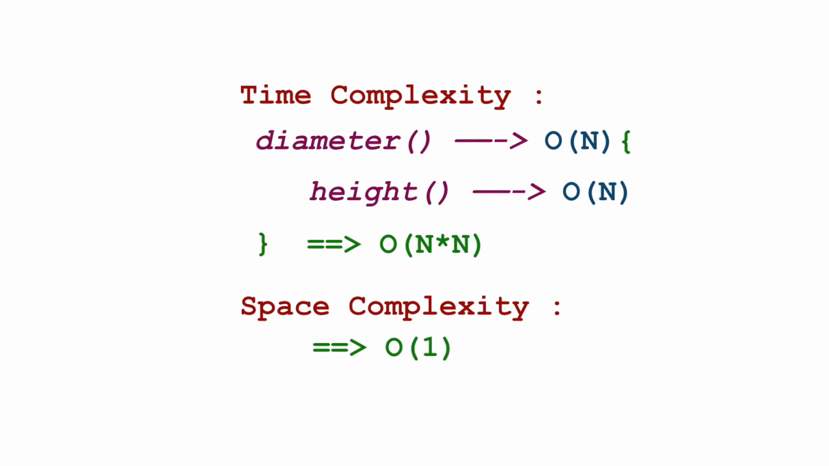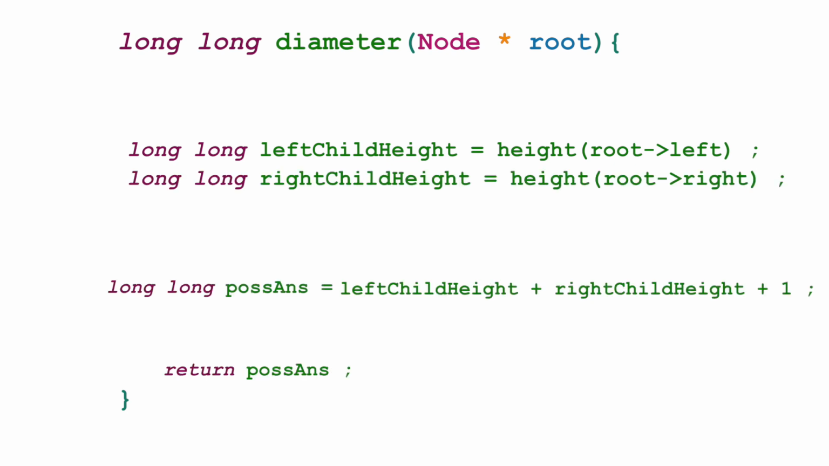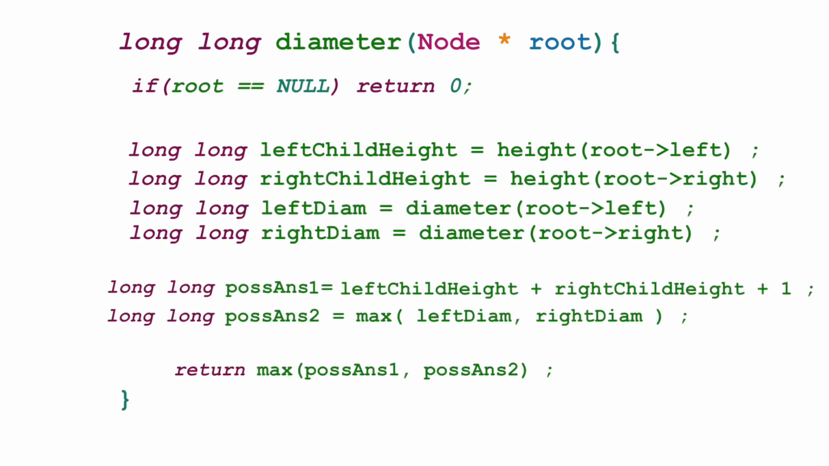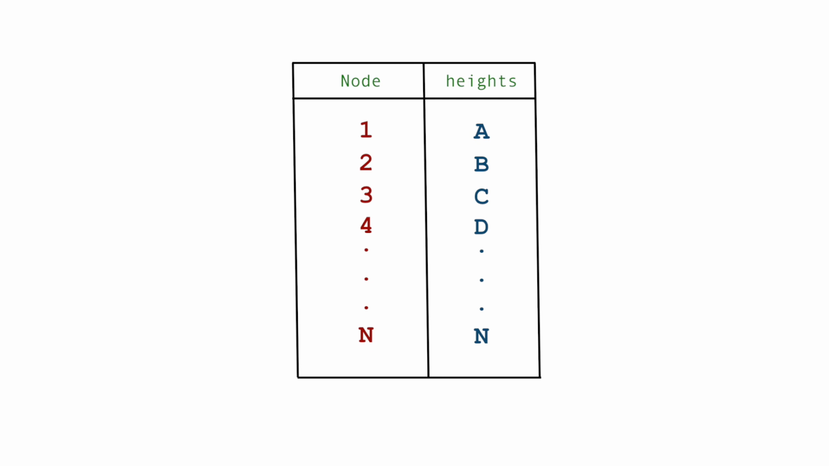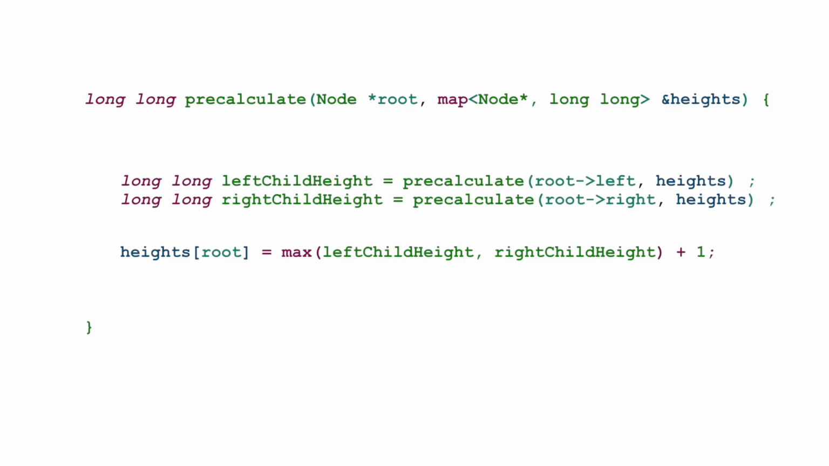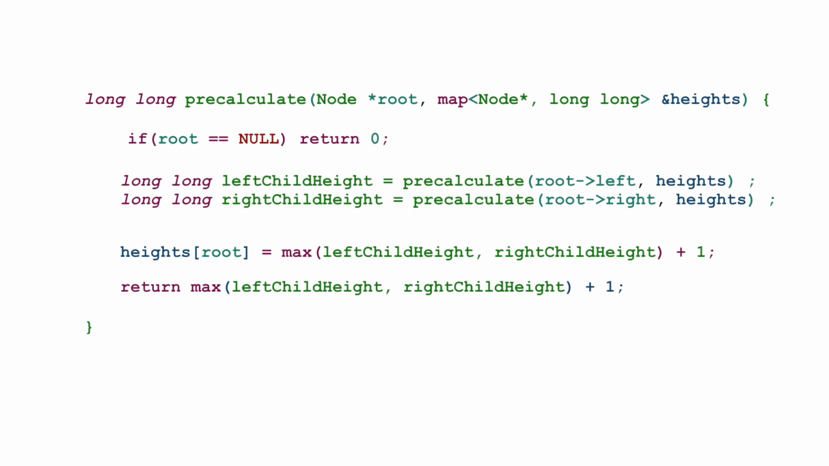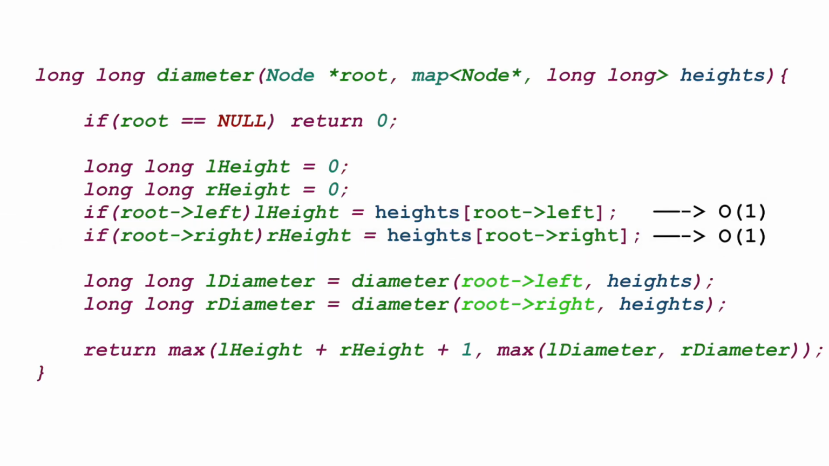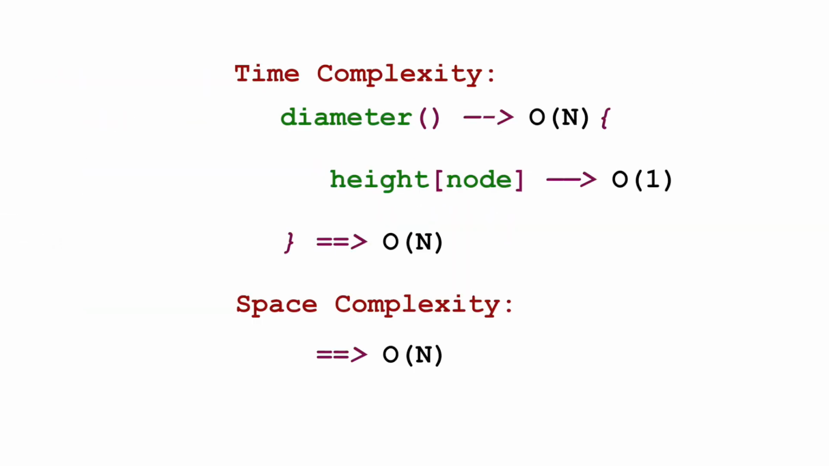If we take a closer look at the function, we are unnecessarily calling the height function each time. If we somehow calculate the heights of every node and store them in some table, then instead of calling the height function each time, we can retrieve the heights from the table in order of 1 time. In that way, we could have removed this n and the time complexity then becomes order of n. That's it. So the pre-calculate function takes order of n time. Now the diameter function takes order of n time. So the time complexity is order of n and the space complexity is order of n because we are using n space for the heights.